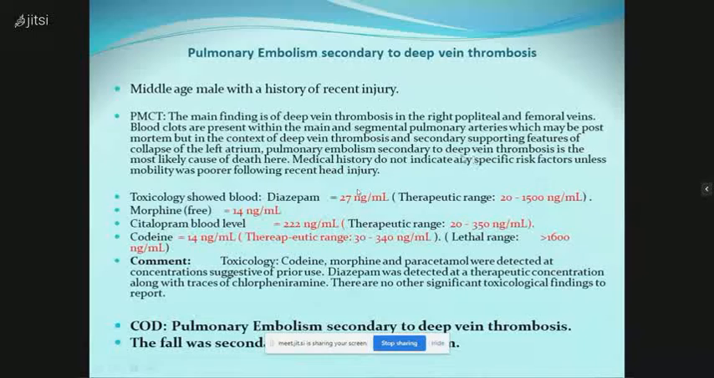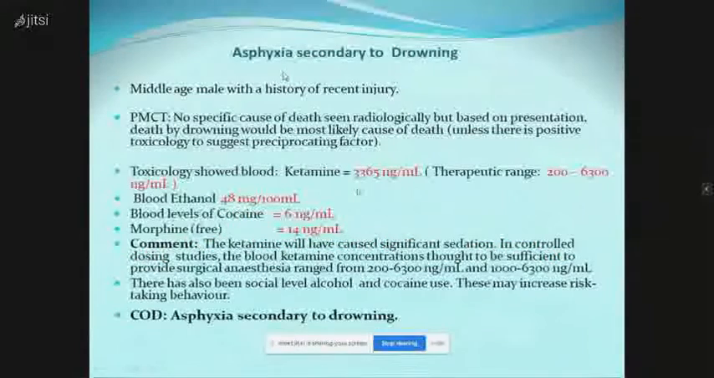Another example of natural cause of death in a person who was on medication. We measured the morphine, we measured the citalopram and so on, and codeine, and we didn't find a relation to the cause of death, but we found pulmonary embolism and thrombosis, and we put the cause of death as natural cause of death in a person who was on drugs.